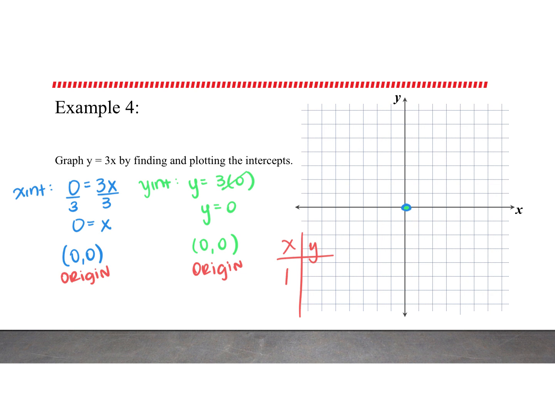So I'm going to plug in a 1. 3 times 1 in our equation gives us y equals 3. That gives me at least that secondary point to graph. So if they ask you for intercepts and you only get the origin, you will have to find another point. The t-chart is the way to go. You can even find a third point just to double check that they are all going to line up together.